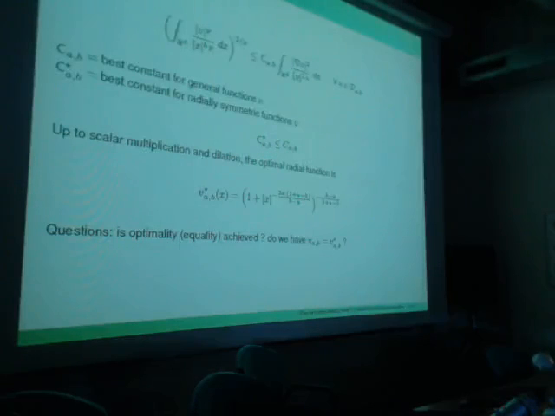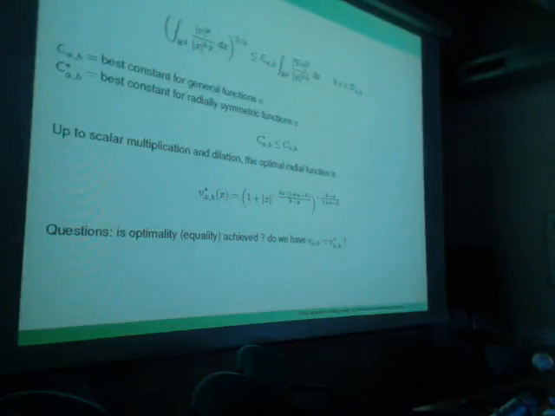And in the case of radial symmetry, we know everything. We know that up to a scalar multiplication and dilation, the optimal radial function in these inequalities is given by this expression. So everything is known in the radial case, and since you know the optimizers in the radial case, of course you know the value for C star AB. And you even know it explicitly because you can compute it with gamma functions, etc.